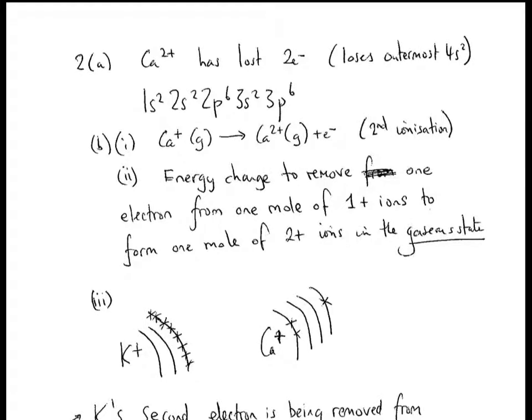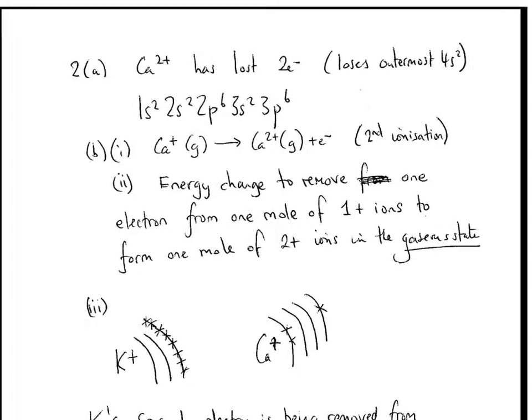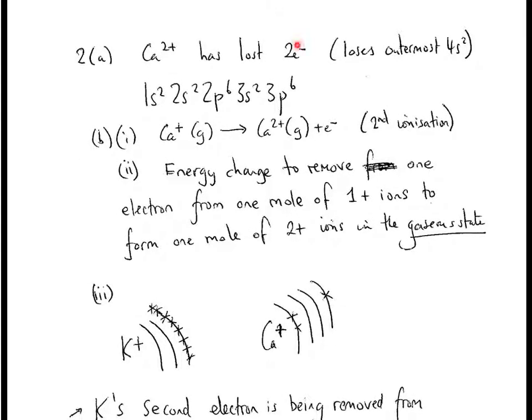2a, write the complete electron configuration for calcium Ca2+. Ca2+ means it's lost 2 electrons. So therefore its 4s2 electrons have been lost. So it's 1s2, 2s2, 2p6, 3s2, 3p6.